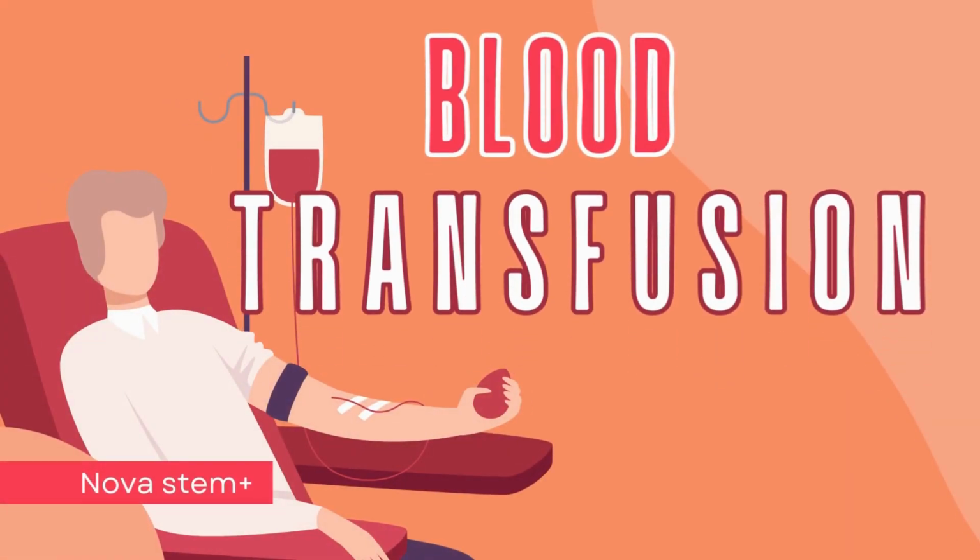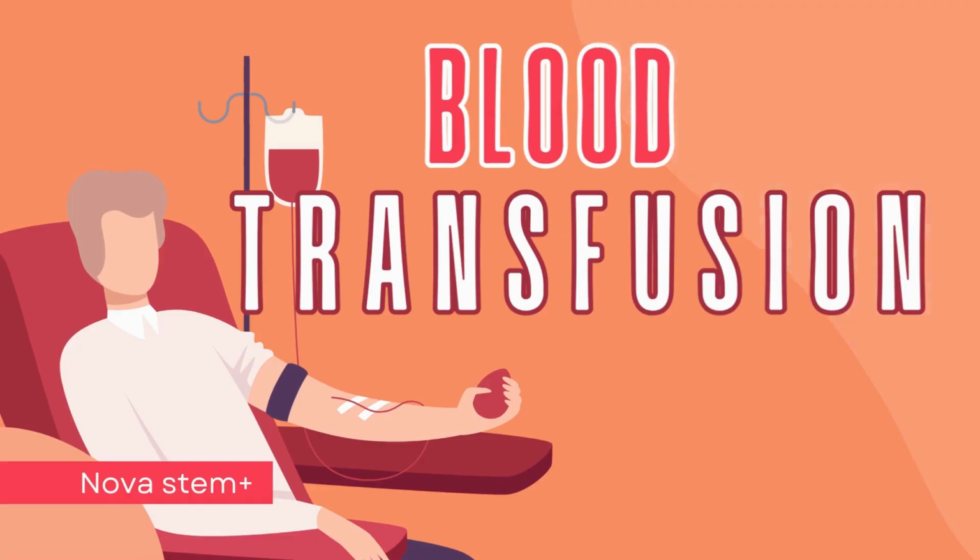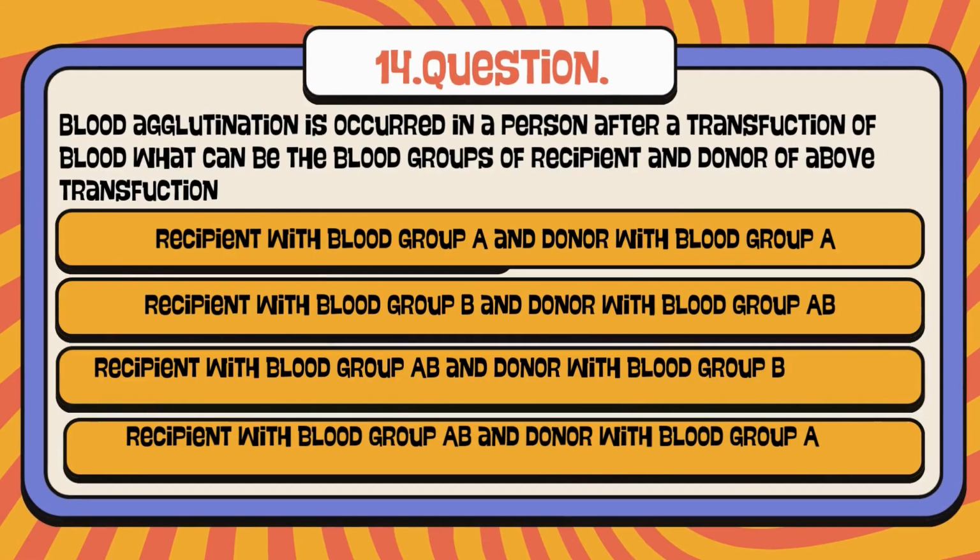Blood transfusion. Question: Blood agglutination occurred in a person after a transfusion of blood. What can be the blood groups of recipient and donor of the above transfusion?